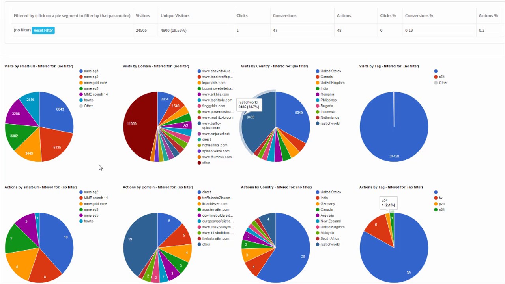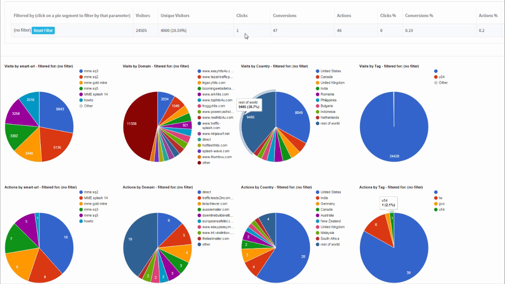So normally all this data would be quite difficult to make sense of if you were just looking at tables of numbers. But up the top you can see that at the moment we're showing a total of 24,505 visitors, 4,800 unique visitors, 1 click and 47 conversions.